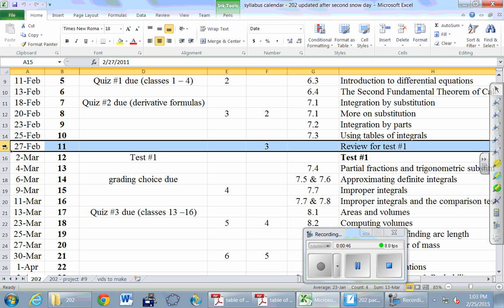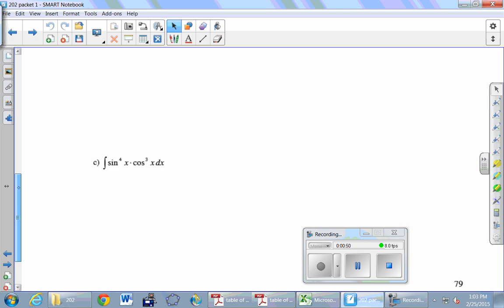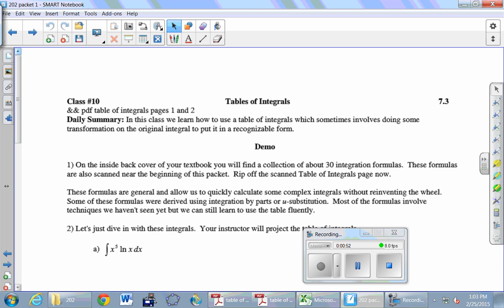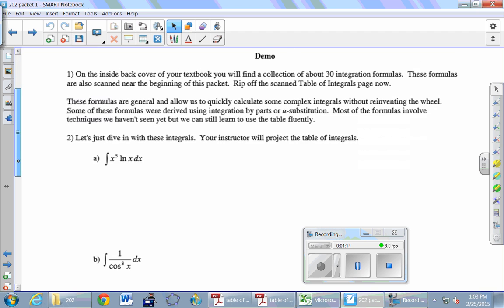I will get the homework folders. Okay, all right, so we're on page 79. We'll start up here at the top. Daily summary: in this class, we learn how to use a table of integrals, which sometimes involves doing some transformation on the original integral to put it in a recognizable form. Today we're going to use a lot of magical formulas, some of which we already have the tools to understand, and some we don't yet have those tools for. But that's okay. We'll just try to use the table as best we can for right now.